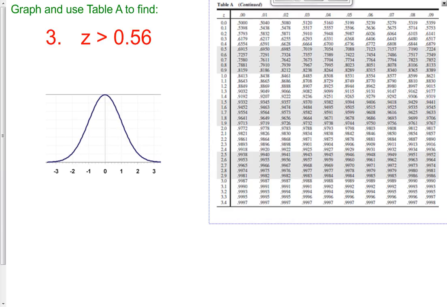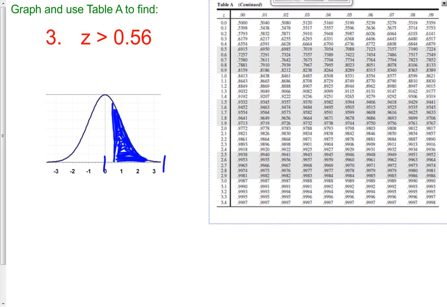Take a look at the next one. What percent lie greater than a 0.56 z-score? So here's 0.56, and I want all of this. So if I'm thinking about this logically, this is going to be less than 50% of the observations, because from here to here is 50%, so greater than 0.56 is going to be less than 50%.